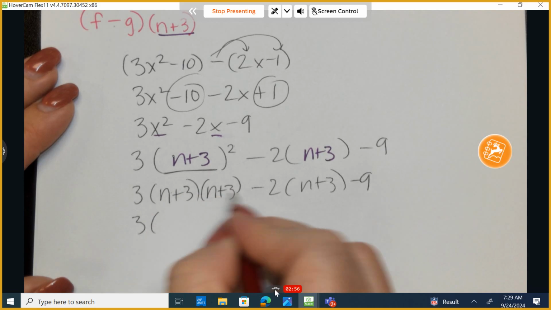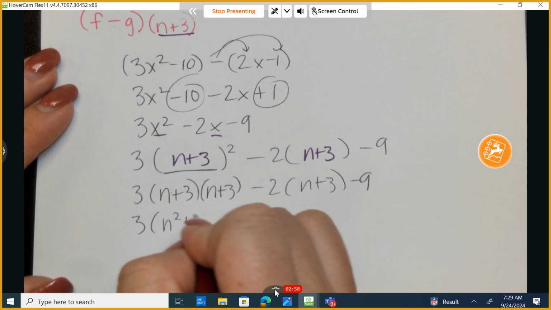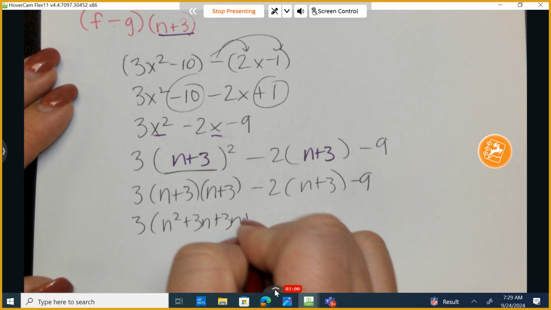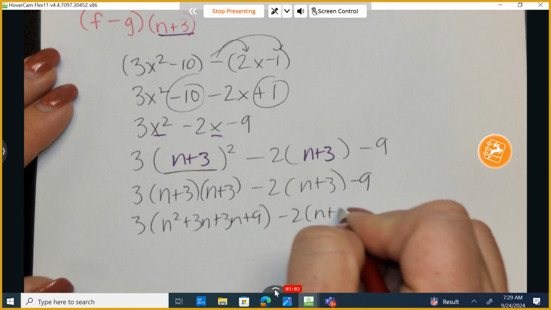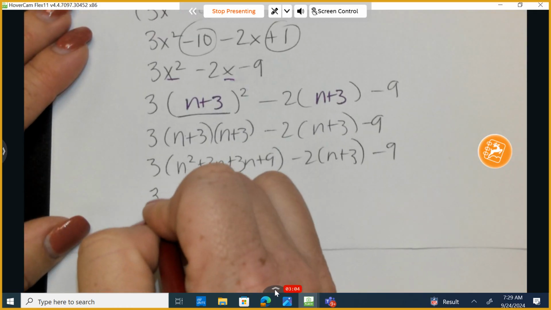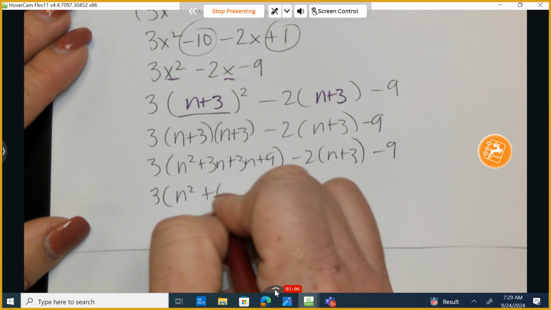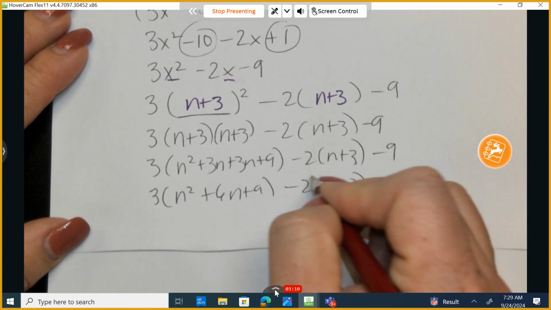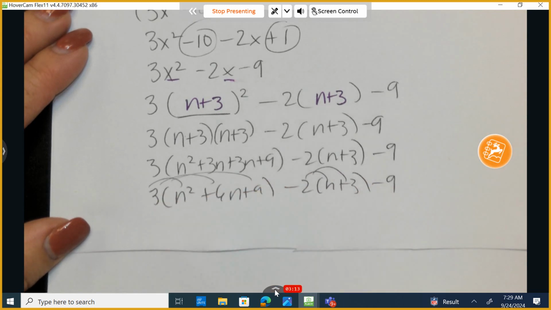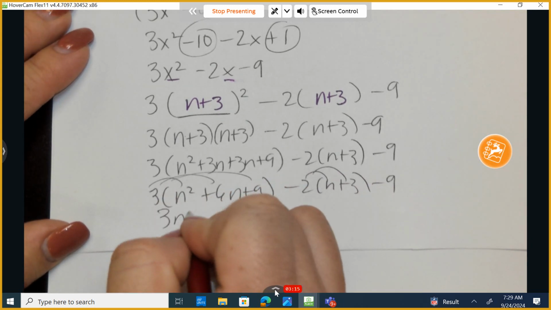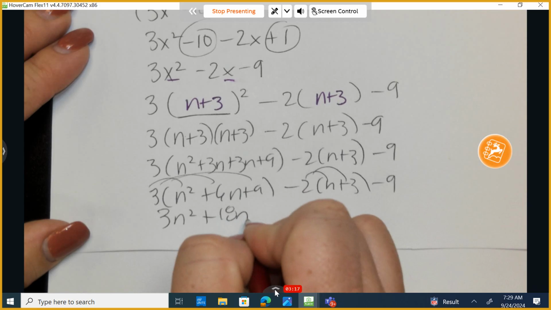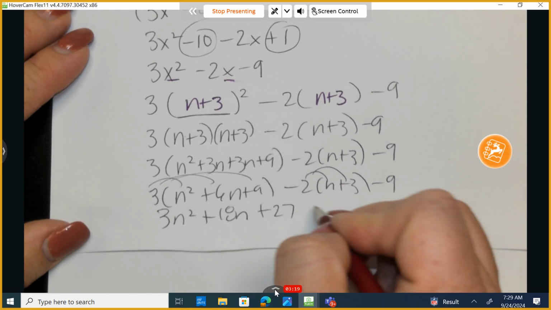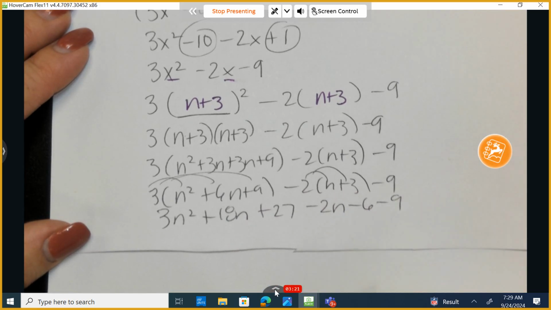So I'm going to go through and FOIL this: front, outside, inside, and last. And then I'm going to simplify that. I'm going to distribute the 2 and the 3 and then combine like terms. 3n squared plus 18n plus 27 minus 2n minus 6 minus 9.